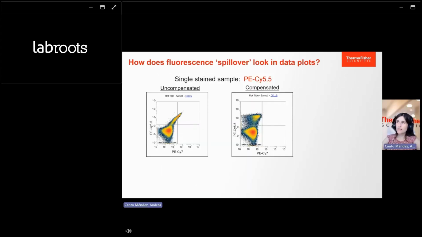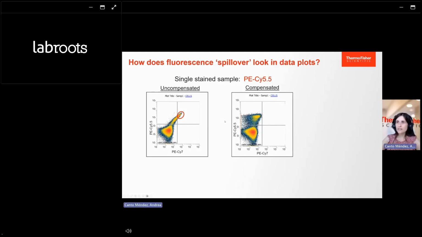So how does this spillover look in our regular plots in flow cytometry? Here you can see a sample that has been stained only with one dye, PE-Cy5.5. On the left-hand side, you can see that there are double positive cells for PE-Cy5.5 and PE-Cy7. However, this sample has not been stained for PE-Cy7. We need to apply compensation to correct this artifact.